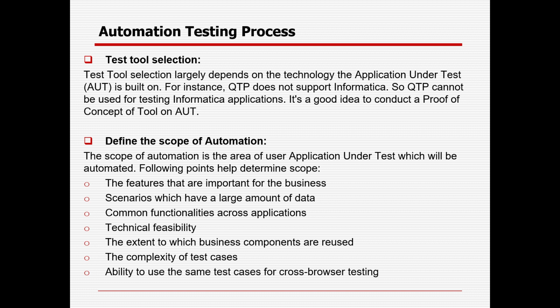Tool selection largely depends on the technology the application under test, or AUT, is built on. Suppose UFT does not support Informatica; then UFT, previously known as QTP, cannot be used for testing an Informatica application. It is a good idea to conduct a POC on the tool on UAT.